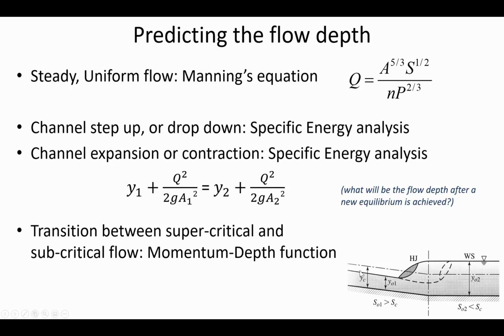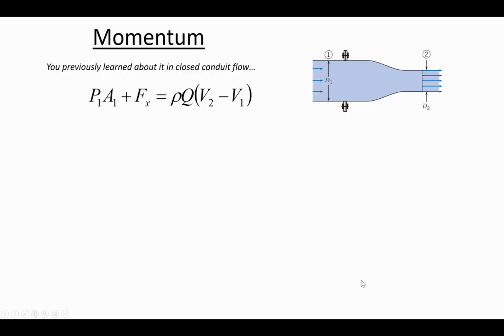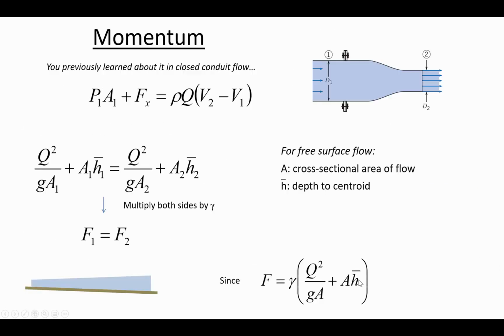momentum depth function is not an analysis of energy. It's analyzing conservation of momentum, because through a hydraulic jump, energy is not conserved. There's a lot of turbulence, and a lot of energy is dissipated in a hydraulic jump. But we can use momentum to understand what the downstream conditions are going to be like.